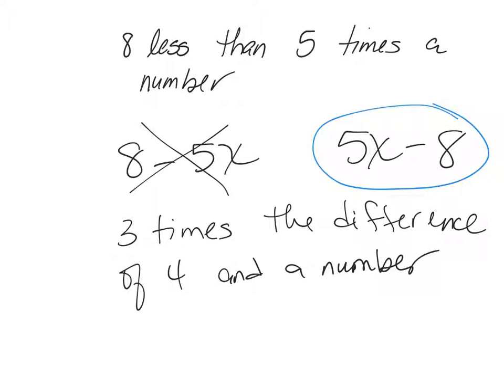And 3 times the difference of 4 and a number, it's 3, and then times a difference. When you say "difference," you put it in the order it appears. So those are a little bit squirrely. Just remember that you're multiplying 3 times the whole difference, so you have to use parentheses.